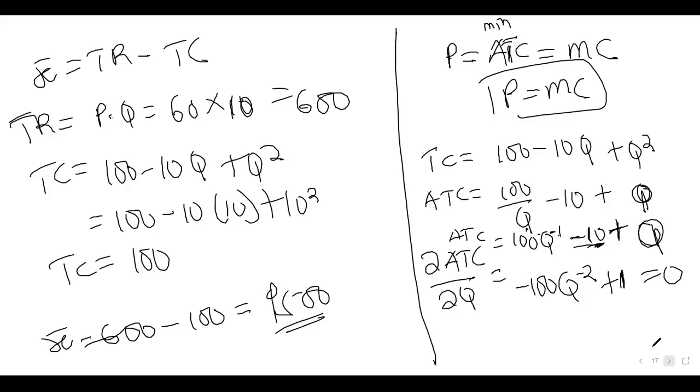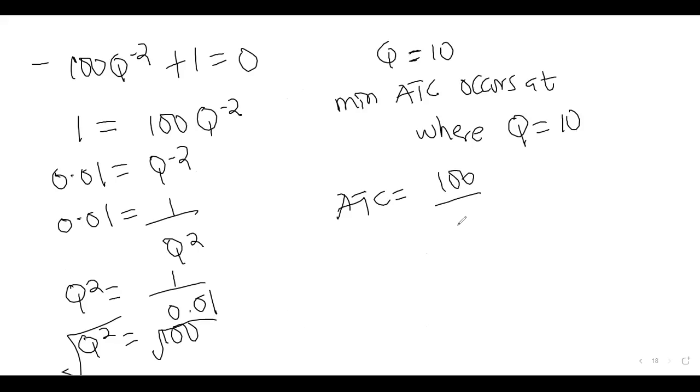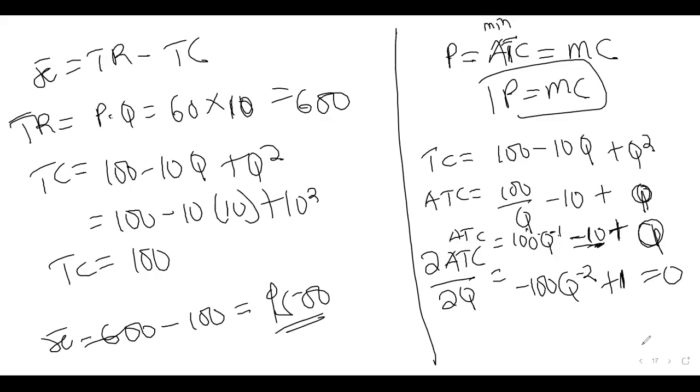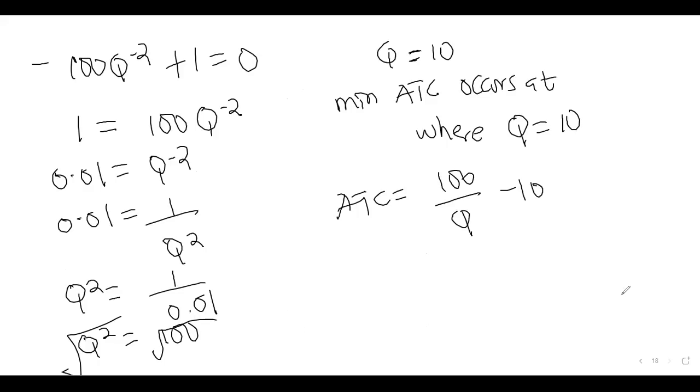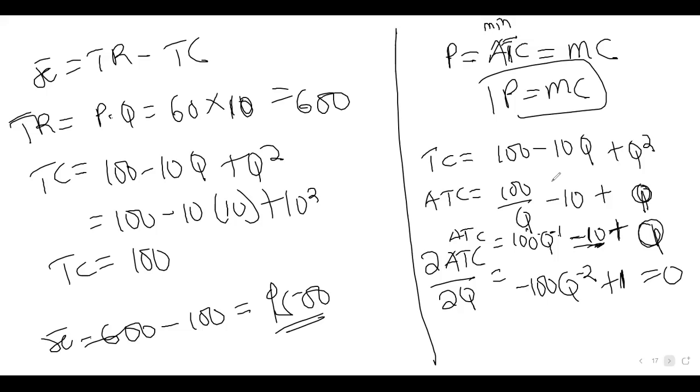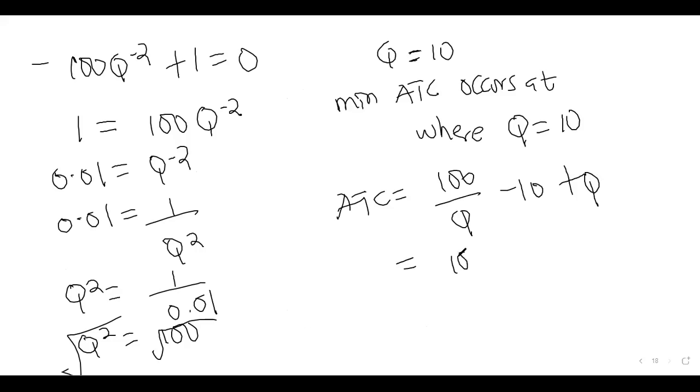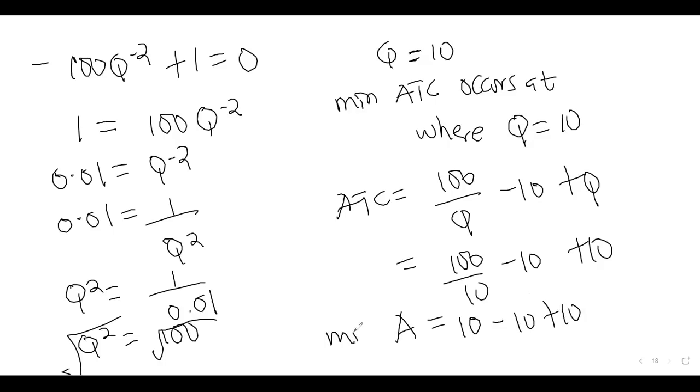All right. So the average total cost function was 100 over Q minus 10 plus Q. So it will be 100 over 10 minus 10 plus 10. So you have 10 minus 10 plus 10. So it means that the minimum average total cost is equal to 10, okay? The minimum average total cost is equal to 10.